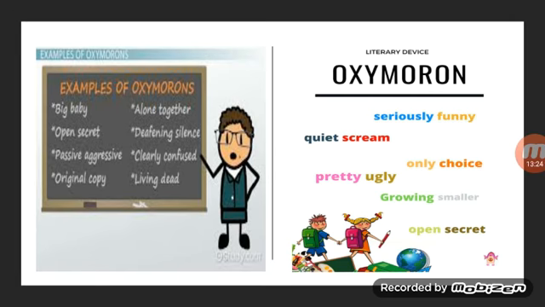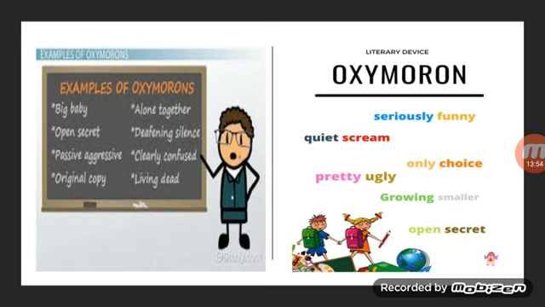From this, some of you may be wondering that big baby means someone who is big but still a baby. Open secret. Both the terms are self-contradicting. If something is a secret, then how can it be open? And if something is open, then how can it be a secret? Similarly, passive-aggressive, original copy, alone together, deafening silence, clearly confused and living dead.